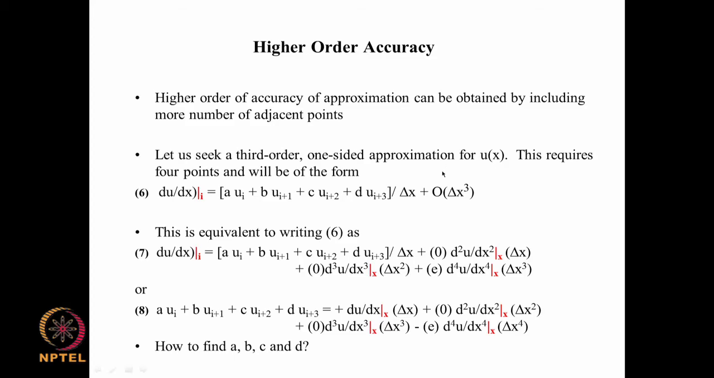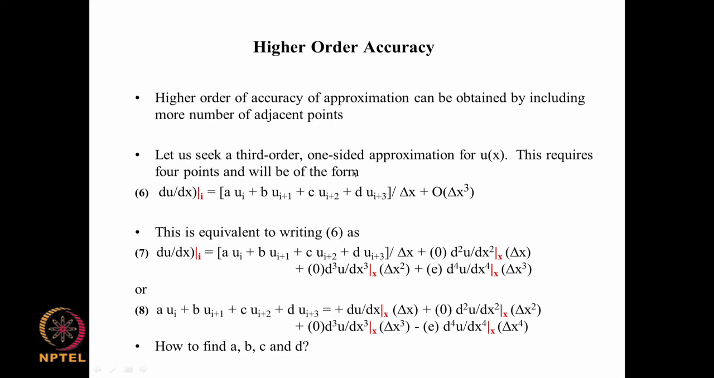So let us say that we want a systematic way of arriving at the order of accuracy for a given derivative. In this case, we are going to look at only the first derivative, and we will seek a third order one sided approximation for dou u by dou x at x. Okay. So we will see when we generalize it, the generalized result requires that in order to write this, we need 4 successive points of the mesh.